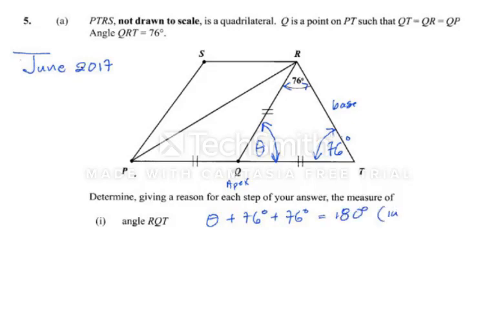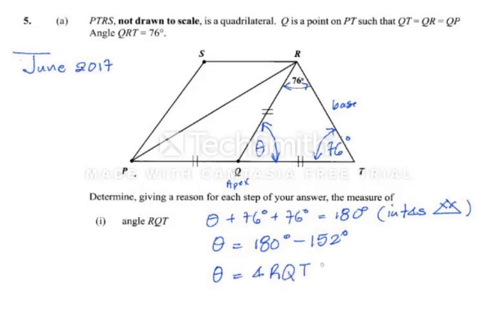They are the interior angles of an isosceles triangle. So theta is equal to 180 minus 152. Theta, which is angle RQT, is equal to 28 degrees. So this angle here is 28 degrees.